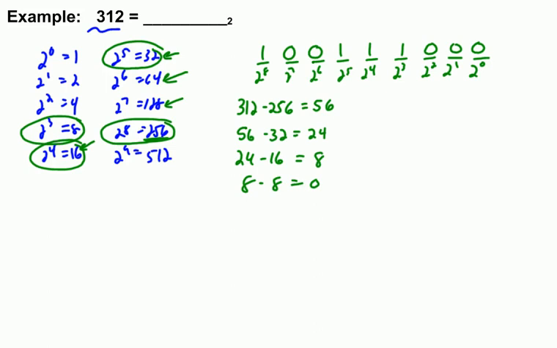So the way I would write this now is I read this from left to right. 1, 0, 0, 1, 1, 1, 0, 0, 0. And you could certainly check this by going the other direction. I have no 1s, no 2s, no 4s. I'm going to have an 8, a 16, that gives me 24. A 32, that brings me up to 56, and then a 256, which brings me up to 312.